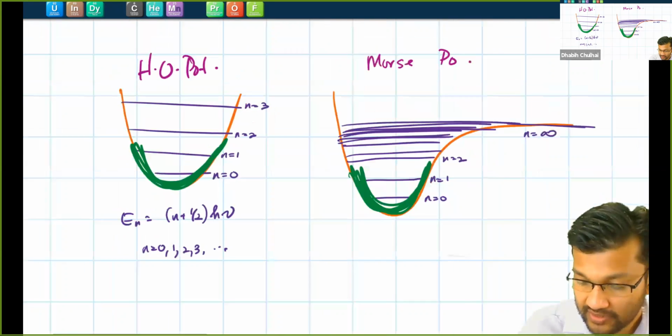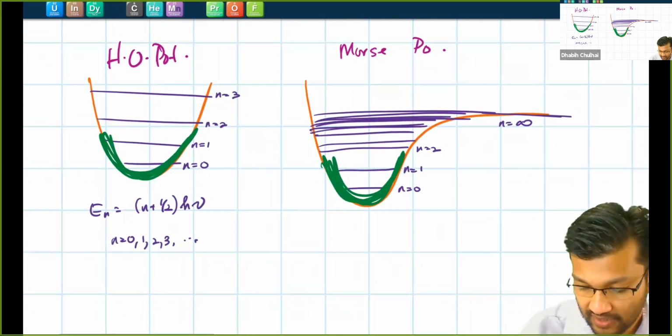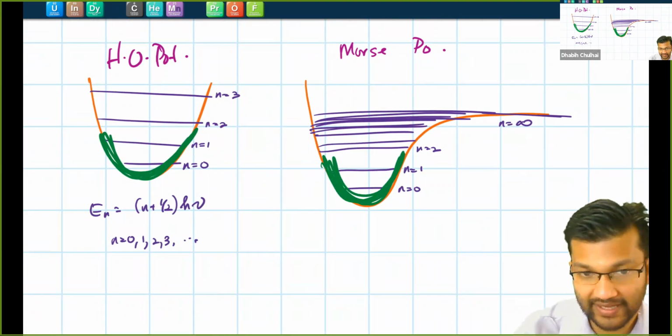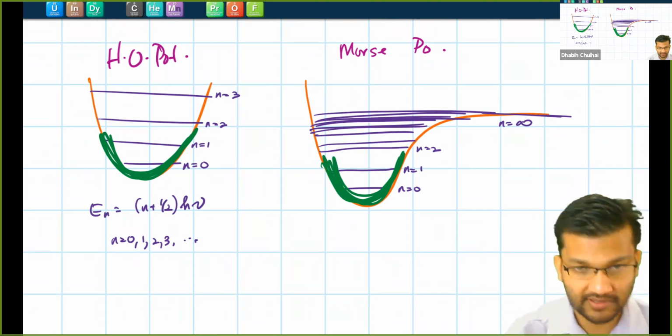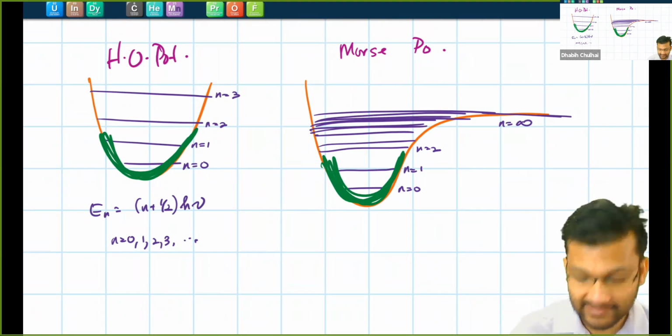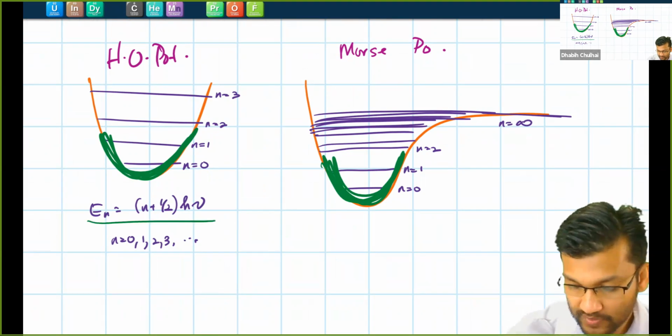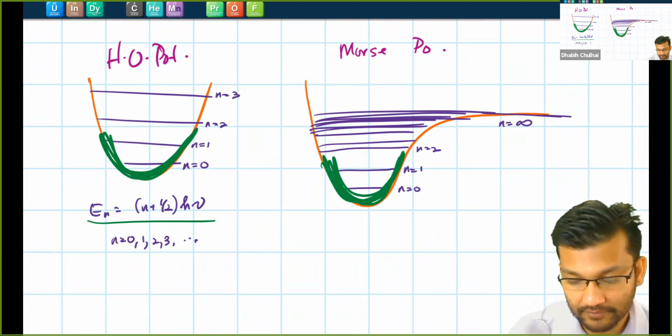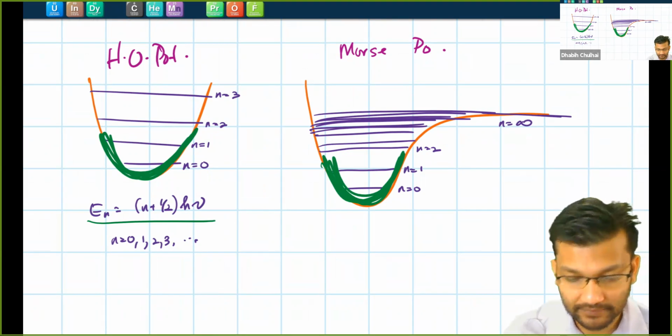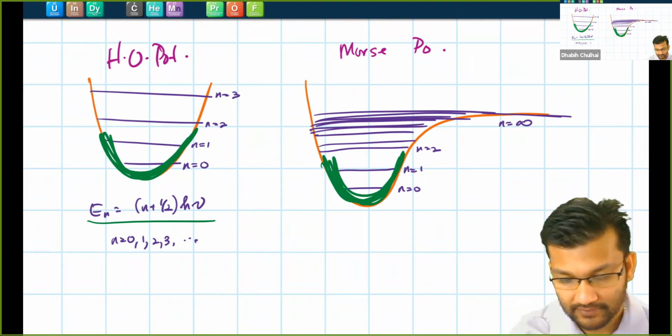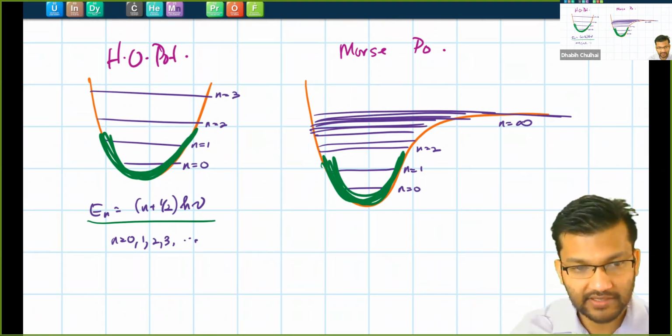So I just wanted to point out those two differences: harmonic oscillator, Morse potential, what they can do, what they can't do. Harmonic oscillator is very good because it gives us a nice answer and a nice energy. Morse potential doesn't, but it allows us to break bonds. Any questions about that one?